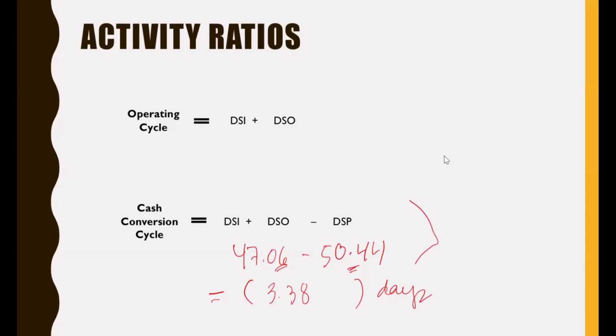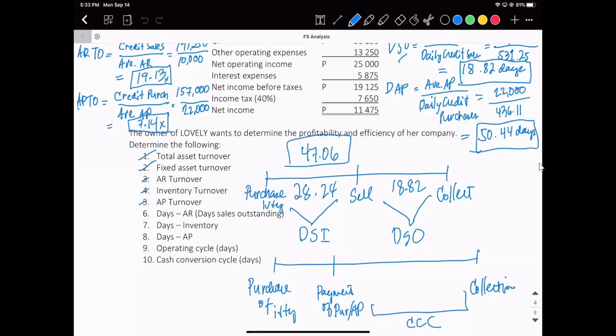Okay, so, if naging positive yan, let's say 5 days, so it means we would need 5 days worth of cash for the payment of accounts payable. Ayun yun. Okay? So, that's it for activity ratios. Ayan. So, nasagot naman natin lahat. Okay?